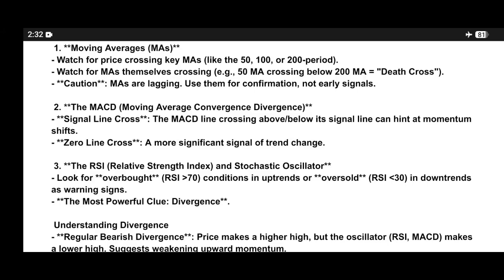Number three is this: the RSI, which is the relative strength index, and the stochastic oscillator. Look for an overbought RSI, greater than 70, in an uptrend, or an oversold RSI, less than 30, in a downtrend, as a warning sign. The most powerful clue is divergence.